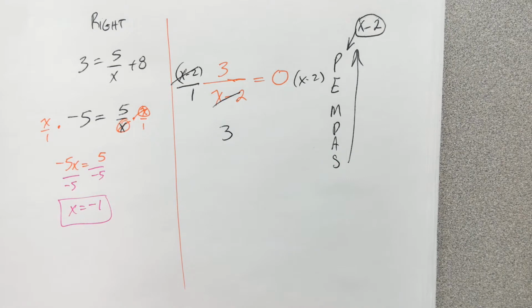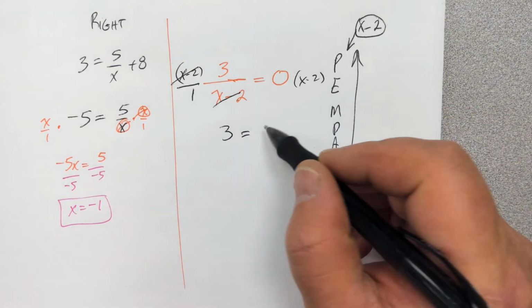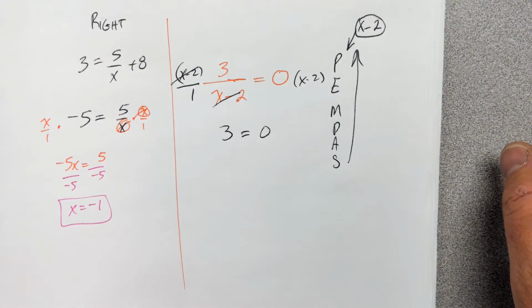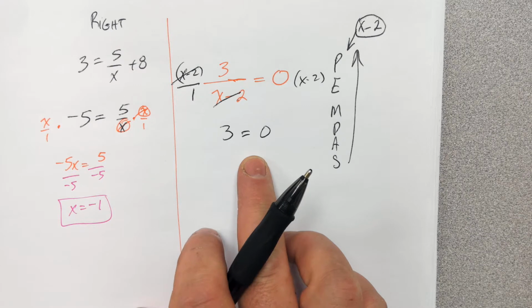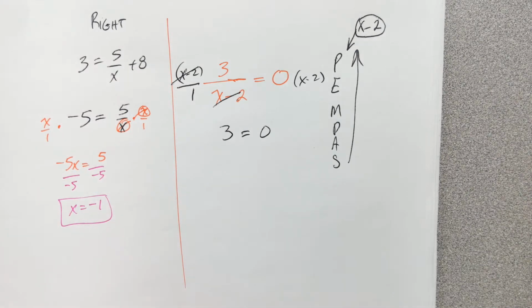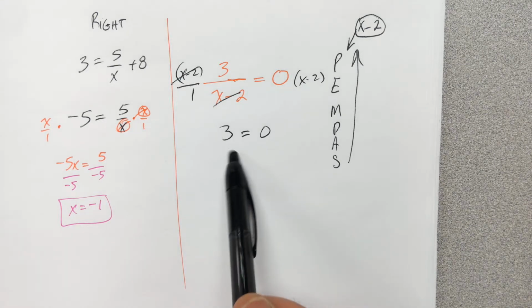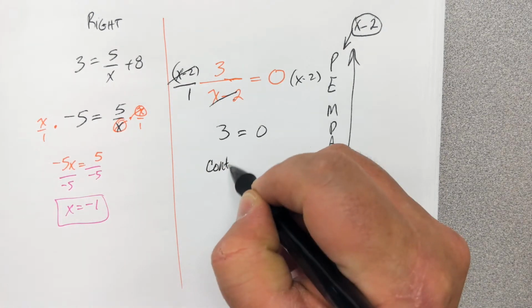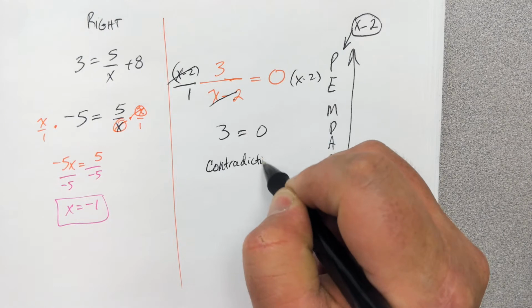3, right? You good, Oscar? Okay. But Oscar, 0 times anything is 0, right? And that's what's called a contradiction. That's false. 3 doesn't equal 0. We didn't make a mistake. All our math is right. This is called a contradiction. When you get something that's false, here's what it means.